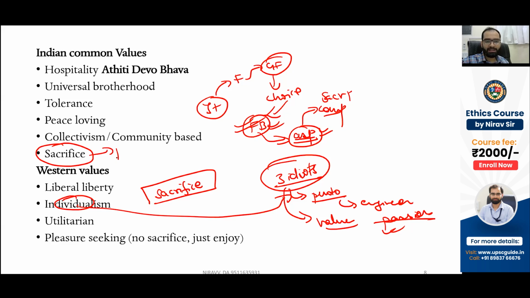Sheel, your parents have done so much sacrifice for you all. Do you agree to this or not? Your parents have done so much sacrifices for each one of you or not. Now you tell me honestly, will you sacrifice for your kid as much as your parents have sacrificed for you? Be honest, be honest. आप इतना sacrifice करोगे क्या?